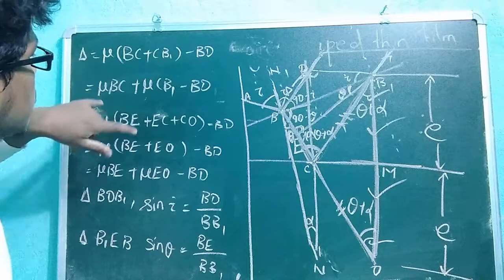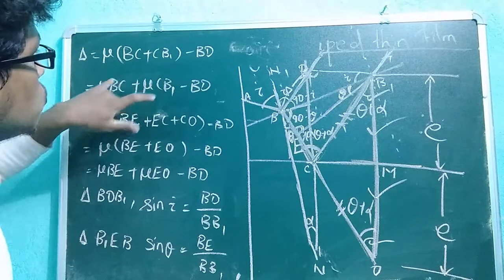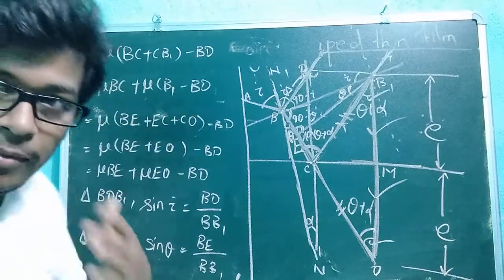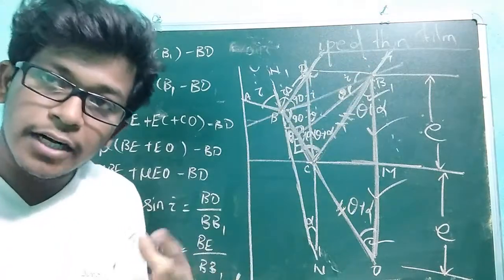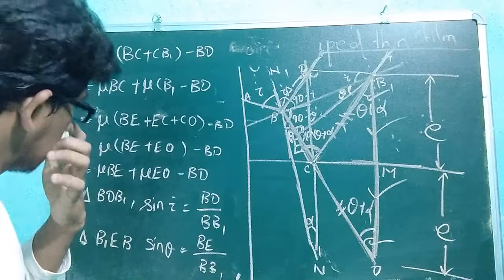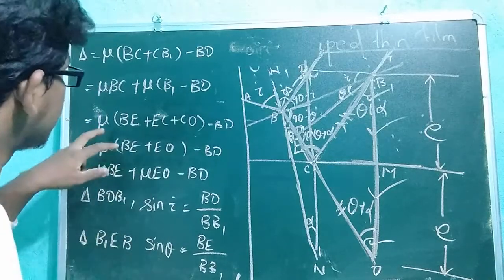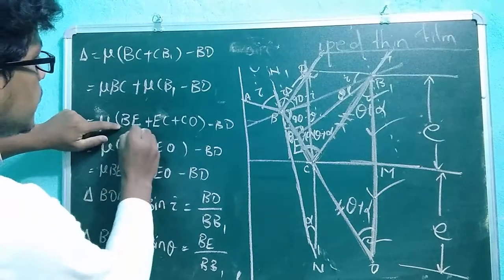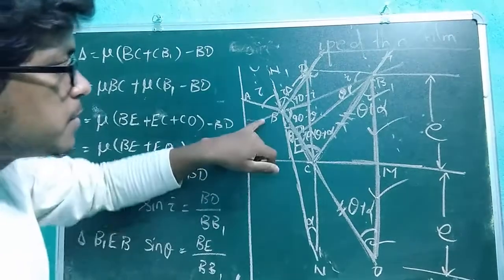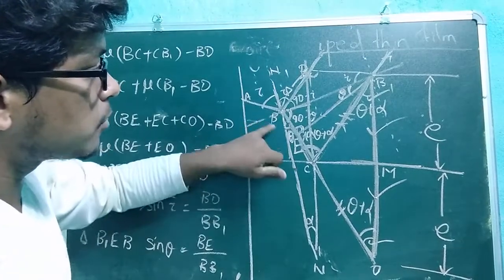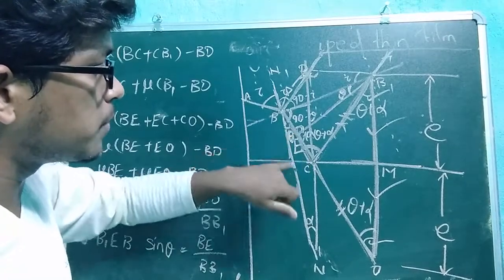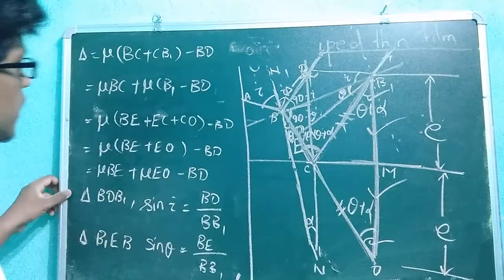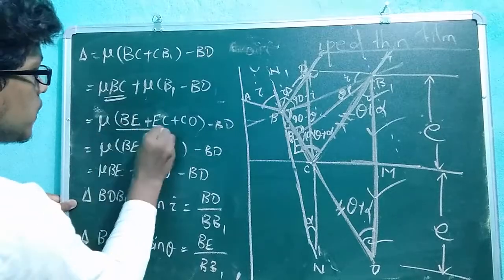So I multiplied this mu with all the paths. Wherever I need to multiply, whatever is happening in the film, I need to multiply with mu. So what happened? BC is nothing but BE plus EC. Are you getting? Here we have a point E in between BC, so I can write BE plus EC instead of BC.